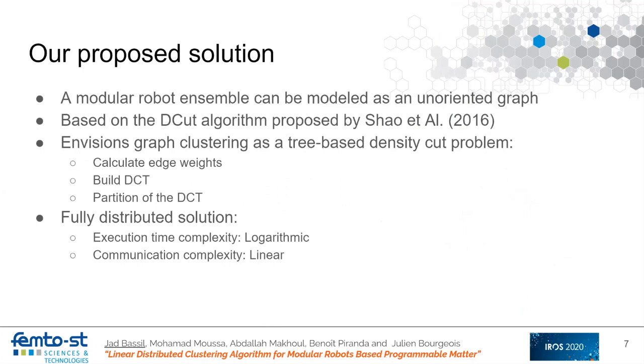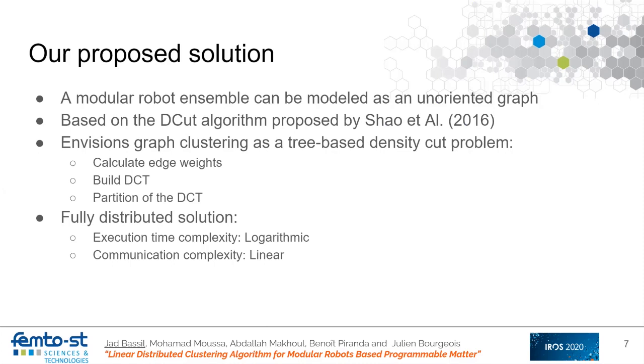Our proposed solution is a graph clustering solution, since a modular robot can be modeled as an unoriented graph, where vertices represent modules and edges represent connections between adjacent modules. It is based on the D-cut algorithm proposed by Shao et al. in 2016 that envisions graph clustering as a tree-based density cut problem and can be divided into 3 steps.